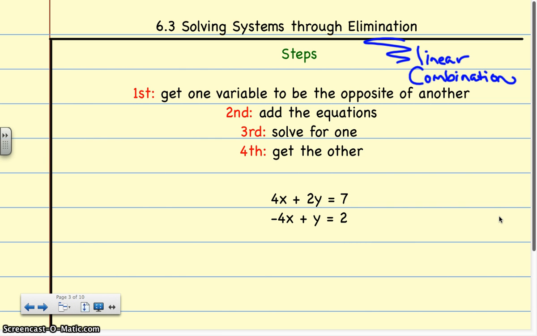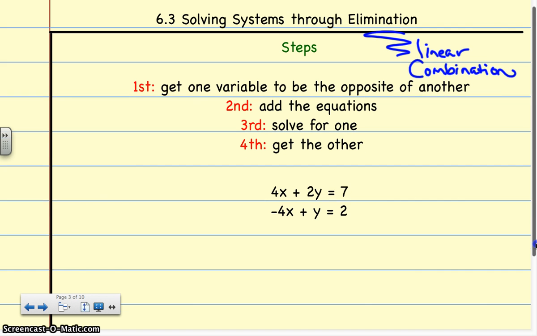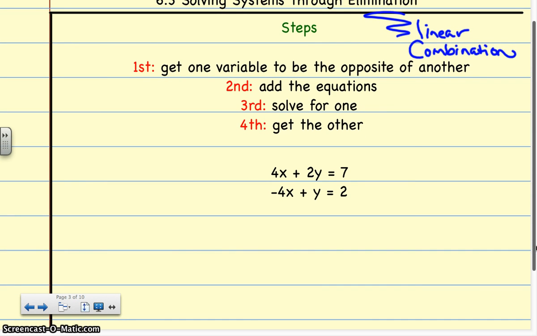Now they get to be pretty advanced steps, but as long as you understand the procedure and the algorithm to it, you'll be fine. So the first step is get one variable to be the opposite of the other. That means something like you have a 2x and a negative 2x, or you have a 5y and a negative 5y. That's our goal. Get one to be the opposite of the other.